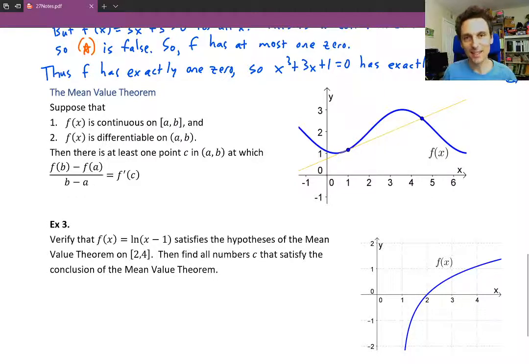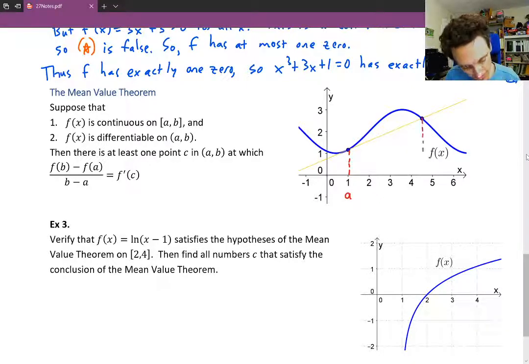Hello and welcome back. In this video we're going to learn about the mean value theorem, which is a generalization of Rolle's theorem. Looking at the picture on the right, we have a function f of x, and we have two dots on the function. There's a dot at roughly 1, which we're going to call a, and then there's a dot at roughly 4.5-ish. We'll call that b. Probably should have picked a nicer integer there.